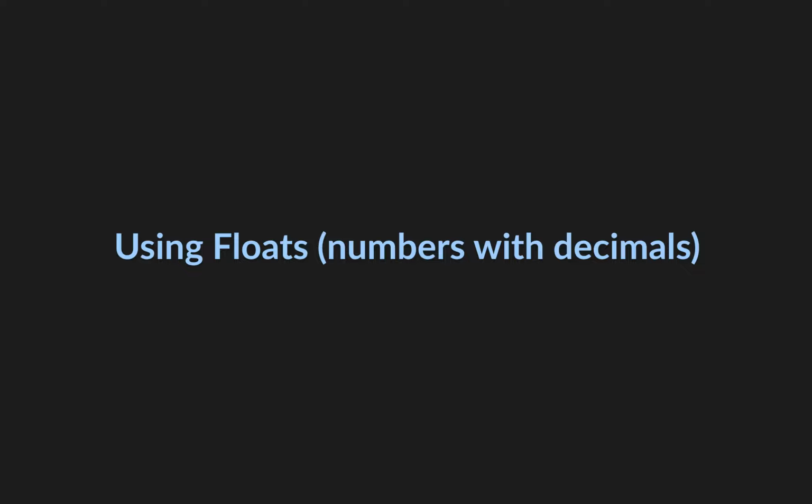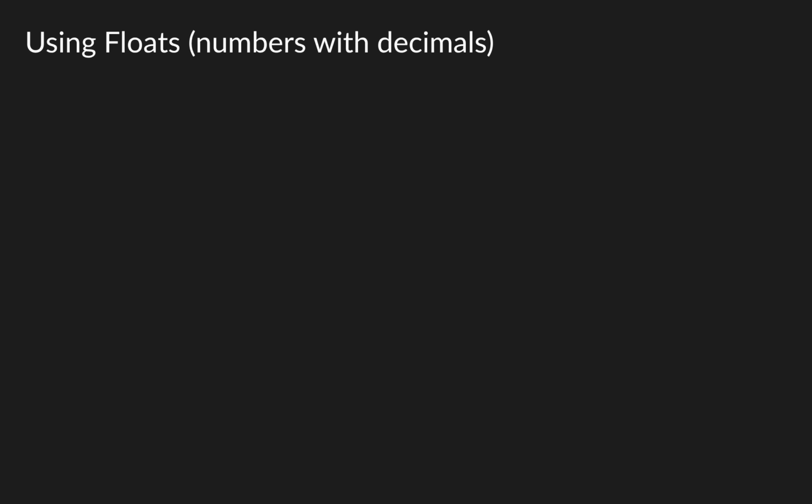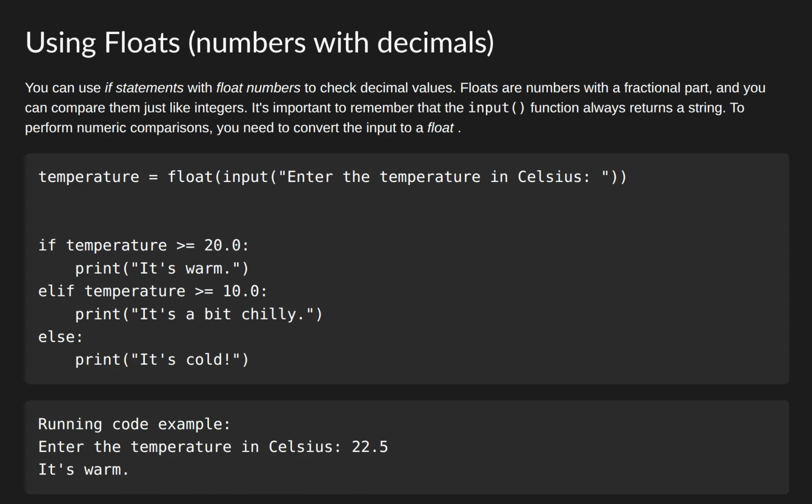Using floats, numbers with decimals. You can use if statements with float numbers to check decimal values. Floats are numbers with a fractional part, and you can compare them just like integers. It's important to remember that the input function always returns a string. To perform numeric comparisons, you need to convert the input to a float.